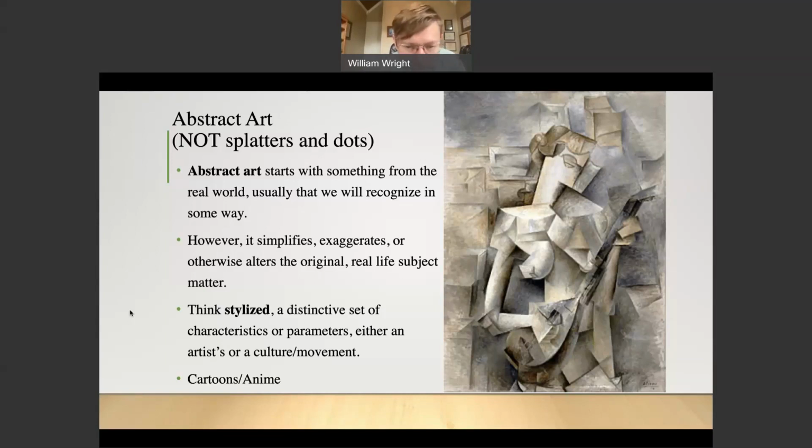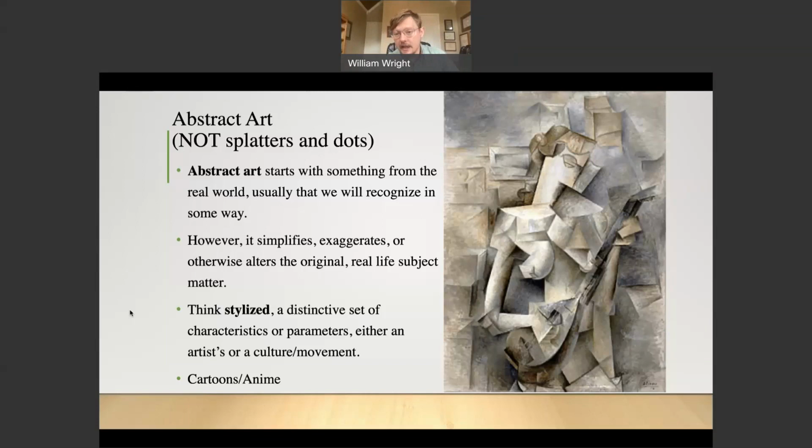I like to compare cartoons and anime as a good example. Like Homer Simpson, we know it's a real person and it's inspired by a real person, but nobody looks like Homer Simpson, right? At the end of the day, we look at this image here on the right, and I usually ask my students, what do you see? And they say a girl or a person right there, and they're playing some sort of instrument. A mandolin is actually what it's going to be, but it's some sort of string instrument.